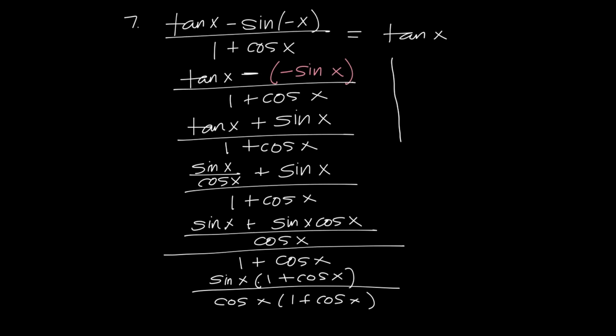And so these are just simple fraction rules. The 1 plus cosine and the 1 plus cosine go bye-bye. Then you're left with sine x over cosine x, which is tangent x, and voila! You have the same expression as the right-hand side.